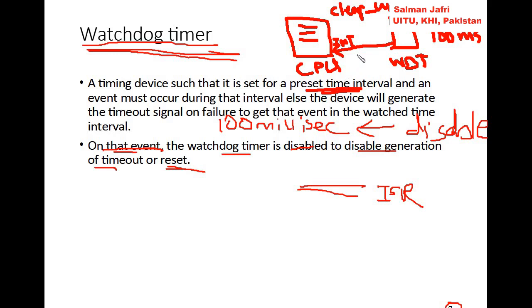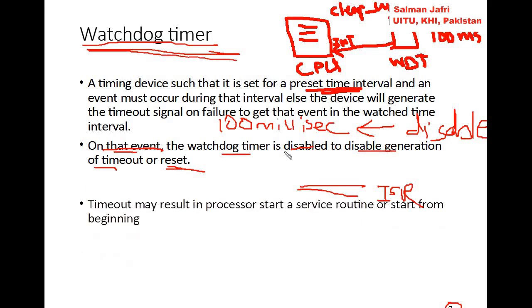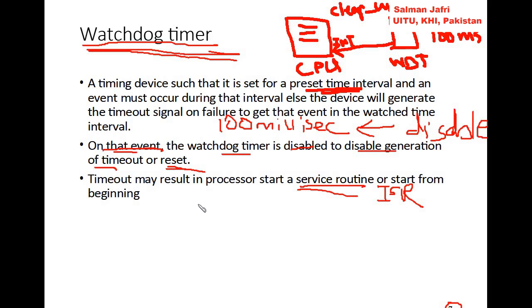So like I discussed in my previous example, if well before 100 milliseconds the event occurs, the watchdog timer would be disabled, to disable generation of timeout or reset or an interrupt. Okay. So timeout may result in processes starting a service routine or starting from the beginning. If the timeout occurs, it means the watchdog timer has overflowed and has generated the interrupt signal for the CPU.